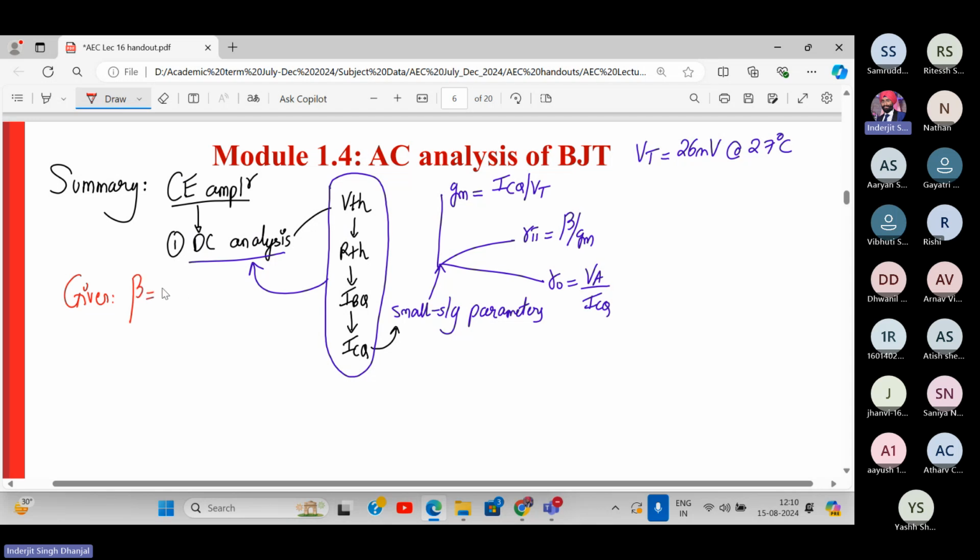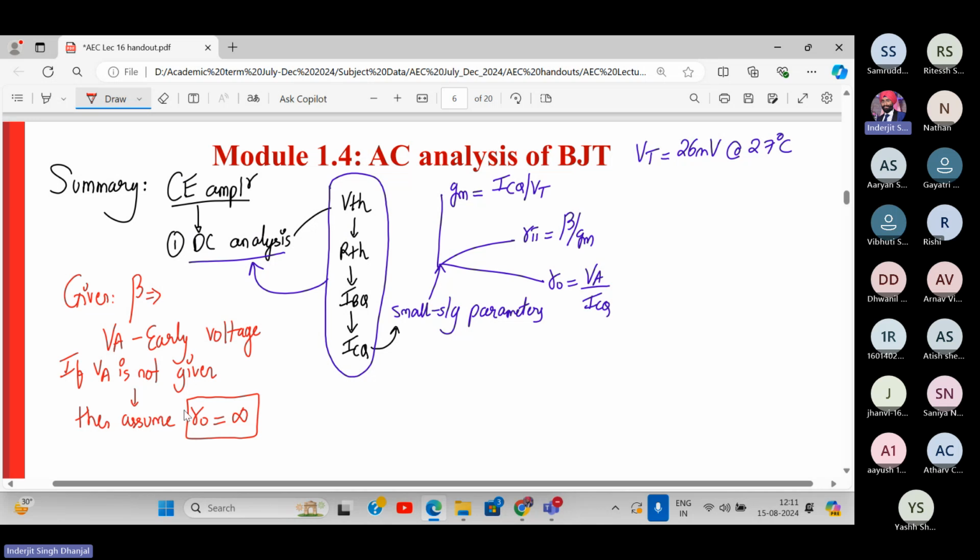So what all things should be given to you in a numerical? Beta should be given. Beta will be given to you and VA. VA is called the early voltage. So remember, if VA is not given, then assume RO, the output resistance, is infinite. The RO is infinite. Very, very important. If early voltage is not given in a numerical, RO is infinite. So normally your beta is always given to you. Okay. So next you do small signal parameters, right?